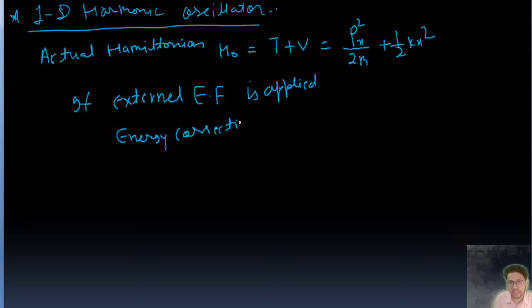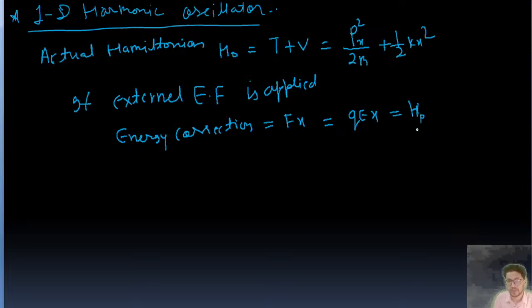So we have applied an external electric field, very small, and we know that the energy correction is Fx, force into distance. Because the electric field is applied, F equal to QE, so this is QEx, and this is the perturbed part of the Hamiltonian.